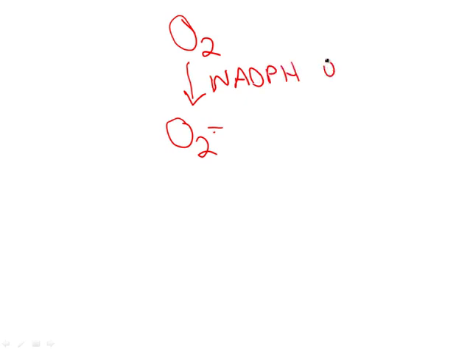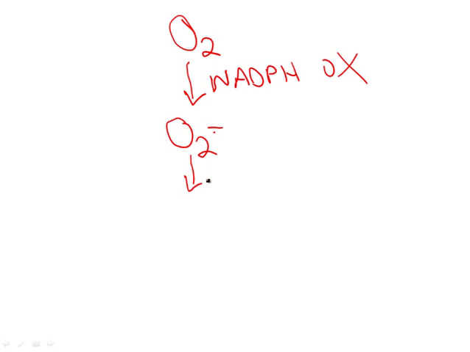So the mechanism by which killing occurs is going to be oxygen dependent, so we're obviously going to start with oxygen. And one of the very first reactions that's going to occur is that oxygen is going to be converted to superoxide. All right, so superoxide. And the enzyme that does this is NADPH oxidase. So that's the first step. NADPH oxidase will take oxygen and convert it to superoxide.